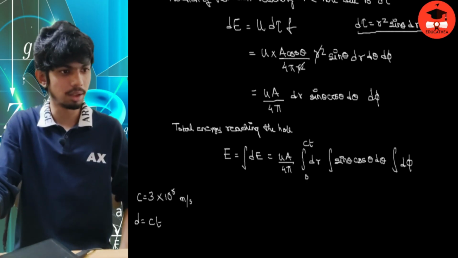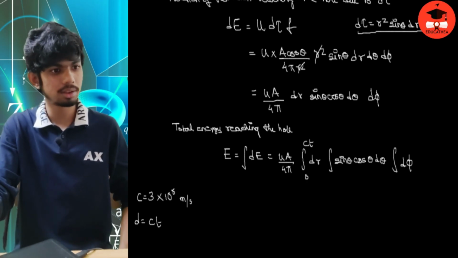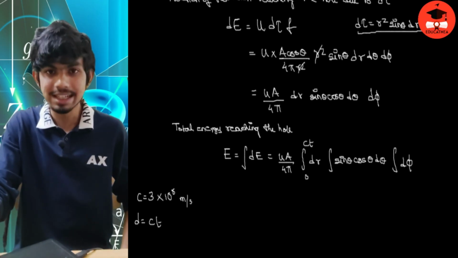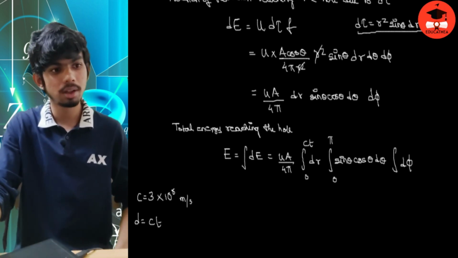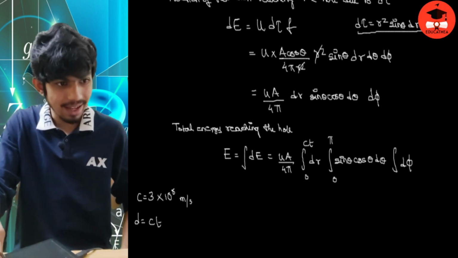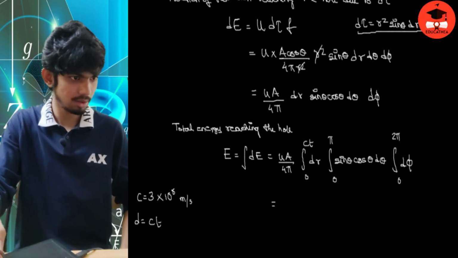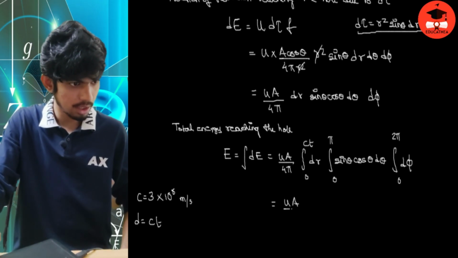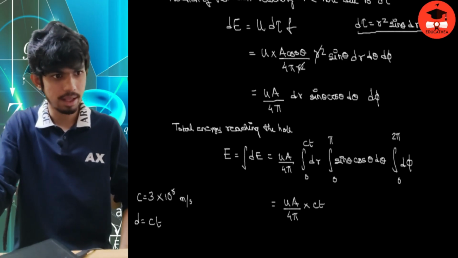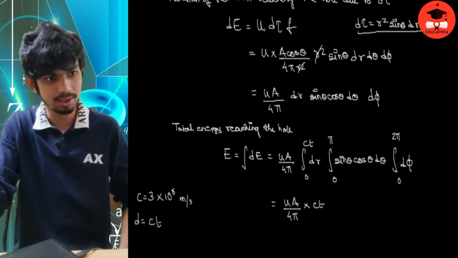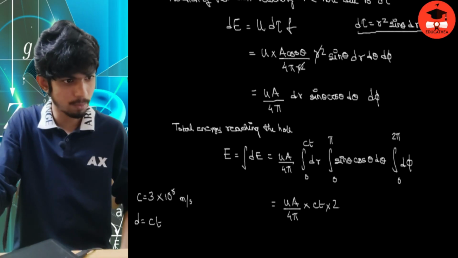Sine theta cos theta d theta, what will be the limit for this integral? Now you see that in polar coordinates, the limit for d theta is nothing but 0 to pi for the entire volume, and similarly the limit for d phi is 0 to 2 pi. Okay. Now I'll do the calculation. UA into 4 pi, then you have CT, right? And then you will have 2 pi from this integration of d phi with 0 to 2 pi limits.